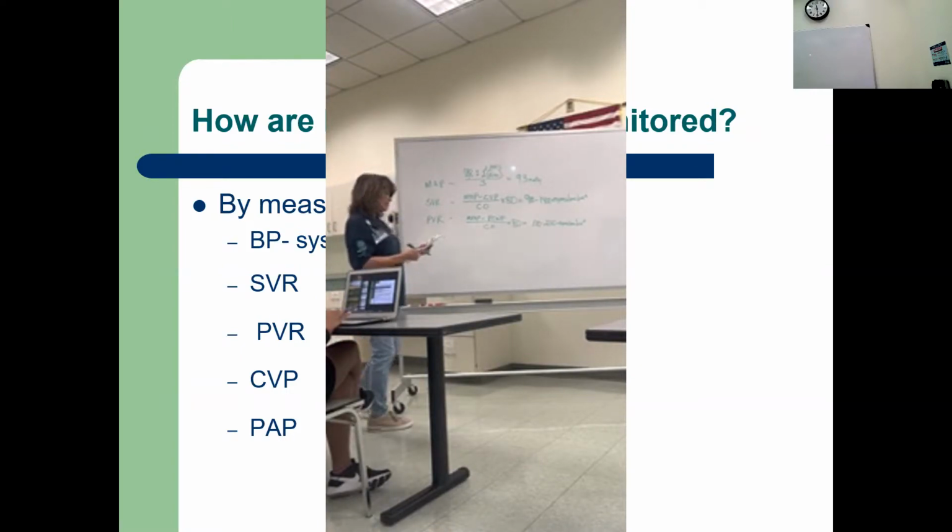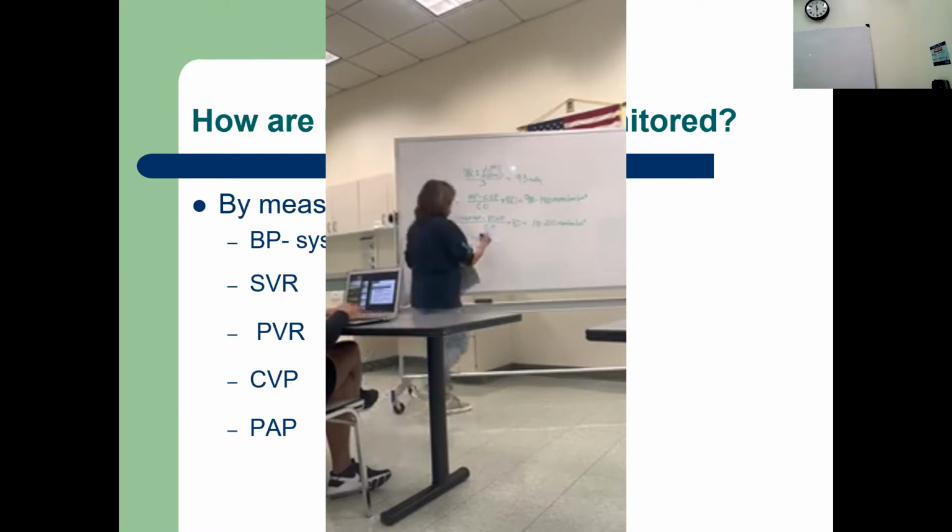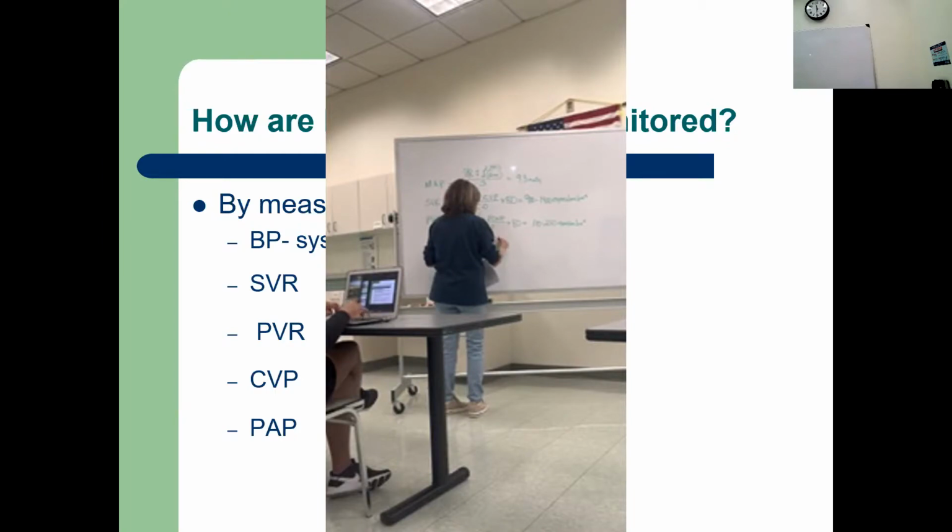So CVP is the pressure reading from the right atrium. It's called central venous because you've got the superior vena cava and inferior vena cava draining into the right atrium. So that's considered central venous pressure. So CVP, right atrial pressure, or RAP, is 2 to 6. So not much pressure in the right atrium.